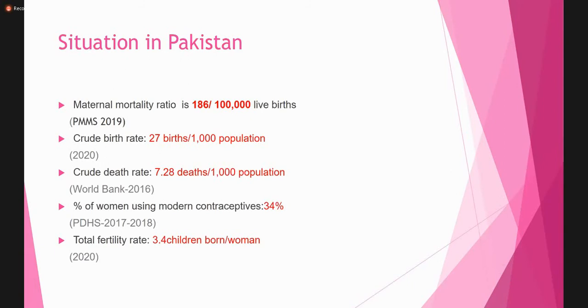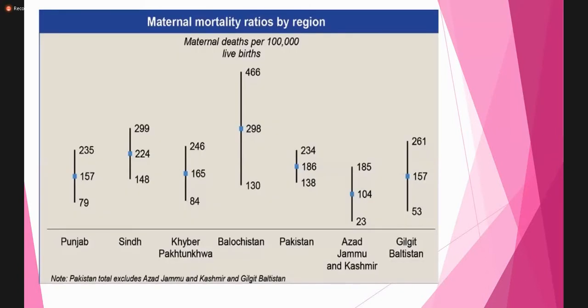So every woman in Pakistan bears nearly 3 children. So these are the figures, and still maternal mortality is very high. As you can see, it is 186. And we'll see the different provinces.